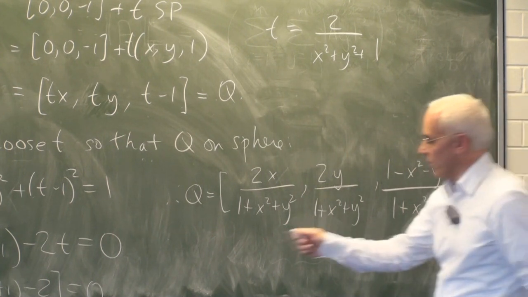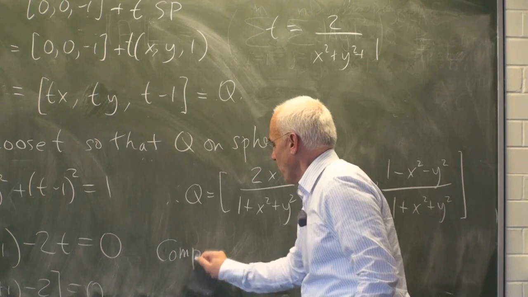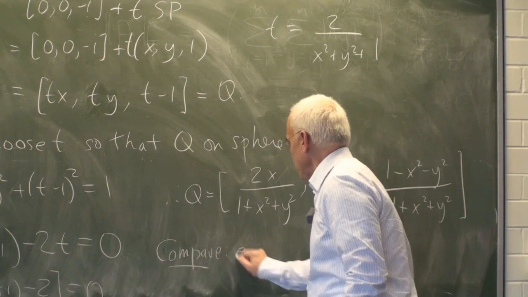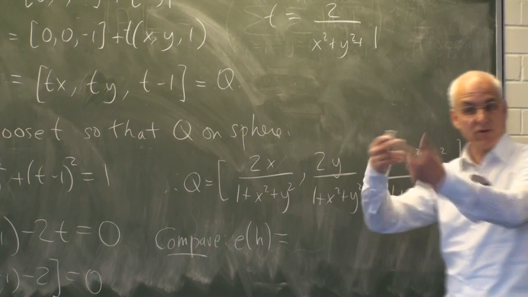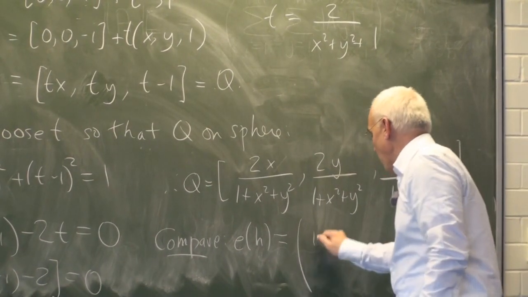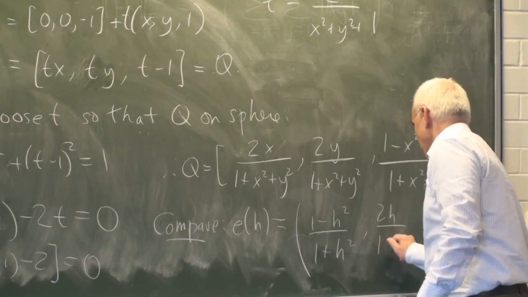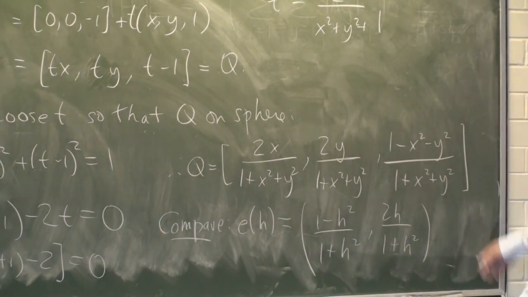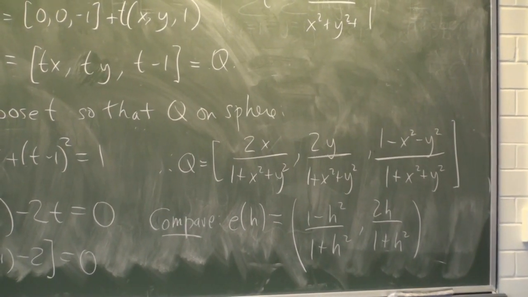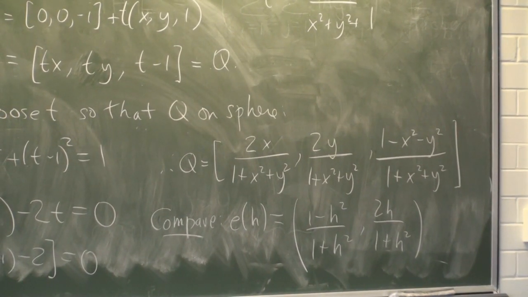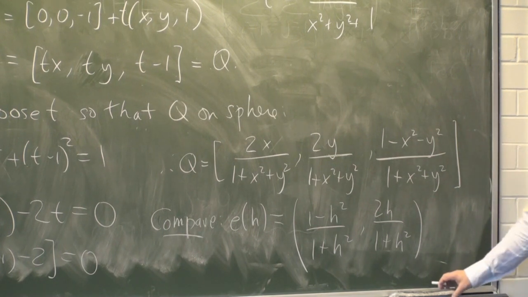And we should compare this with our formula for the circle. Compare with, I remind you, E of h, when we were parametrizing the circle, the formula that we got was 1 minus h squared over 1 plus h squared and 2h over 1 plus h squared. I didn't actually derive that, but you can see that it's very similar to this, except that now the z coordinate is playing the role that the x coordinate was playing before. It's the way we've oriented things, to be looking upwards instead of looking to the right.